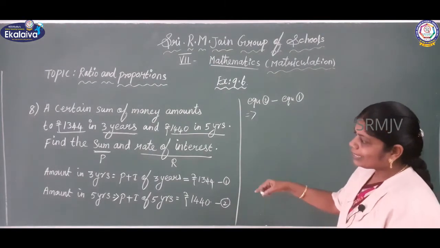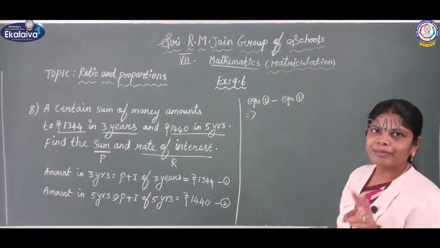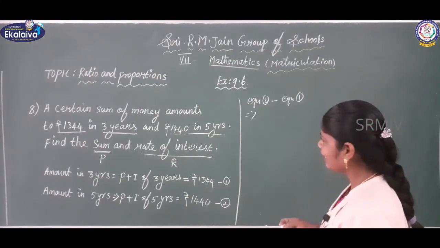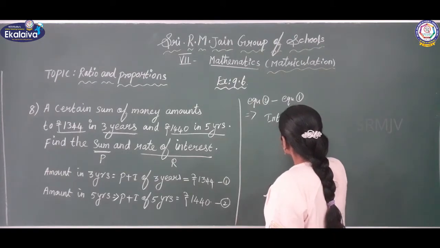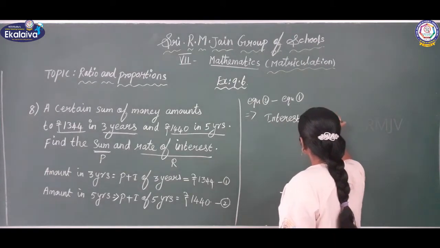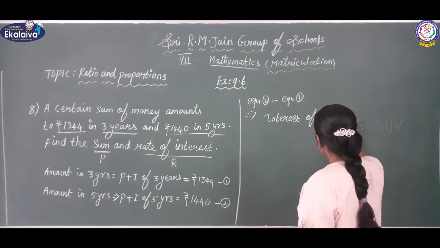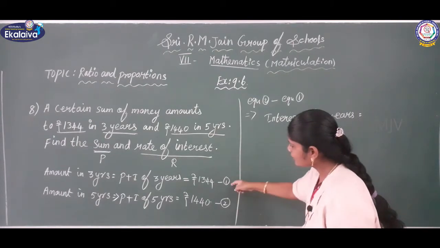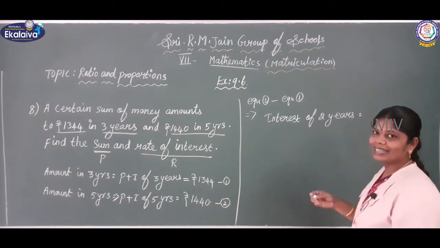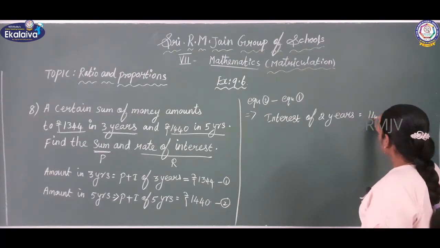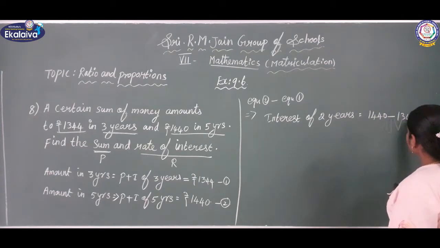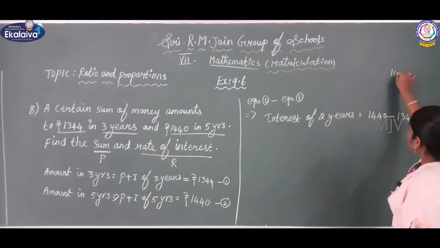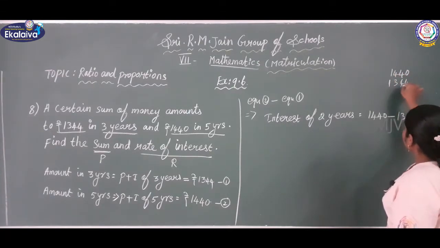Okay. So what is the difference between these two? 5 minus 3 will get 2 years. Okay. So interest of 2 years equal to, we have to subtract this. When we subtract this, we will get the interest amount. 1440 minus 1344. So subtract this, 1440 minus 1344.